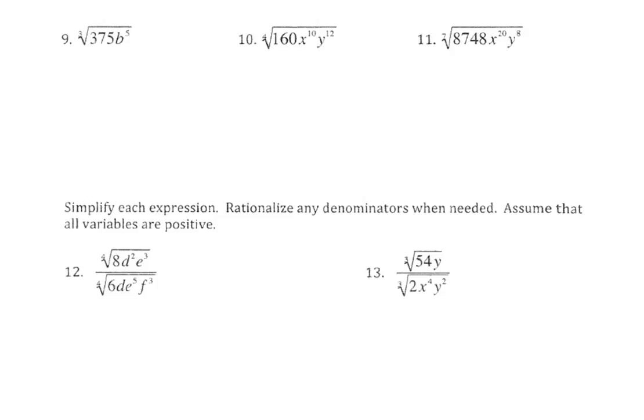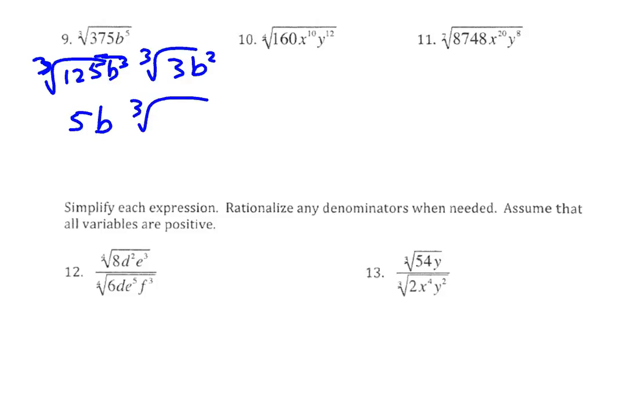Number 9, third root of 375b to the 5th. So look at my third power column on my half sheet, and I see 125 goes in there. So 125 goes into 375 3 times. I can think of b to the fifth as b to the third and b squared. I like that b to the third because then I can make it a regular b. So third root of 125 is 5. Third root of b cubed is b. And then 3b squared is left on the inside.